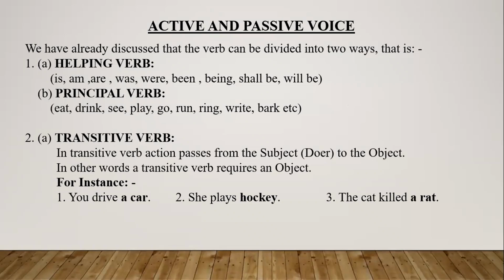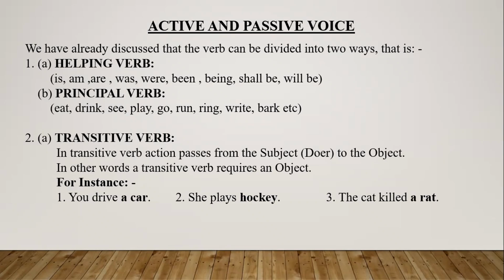Now, if we talk about verbs, we have two kinds of verb. Number one, transitive verb. What is actually a transitive verb? The definition is that in a transitive verb, the action passes from the subject, called the doer, to the object. In other words, a transitive verb requires an object. Lots of verbs are transitive. How can we recognize a transitive verb? It carries an object, so we can consider it a transitive verb.